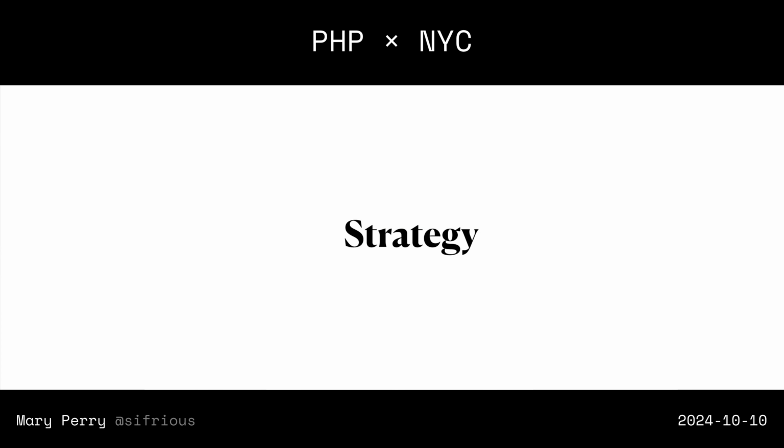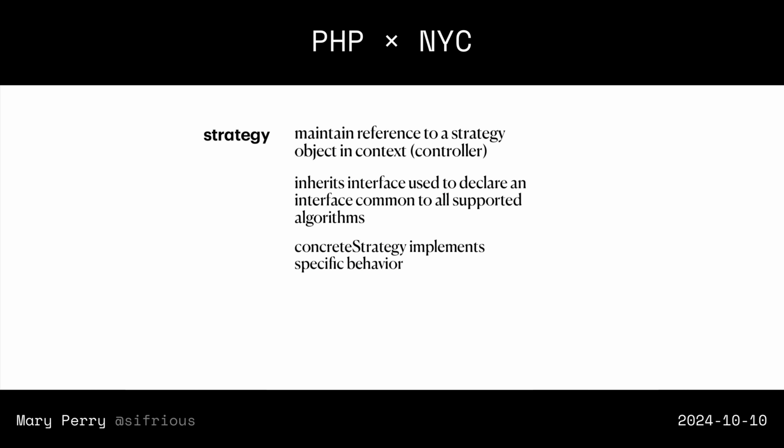Then we have the strategy pattern. The strategy is going to maintain a reference to a strategy object in a context. So in this case, we're going to be talking about a controller. The strategy object is going to inherit an interface used to declare an algorithm interface to all supported algorithms. So every object that we have a strategy pattern on means we have a closure or a method that has the same name, and it's going to be implemented differently on every different subclass or different type of class that inherits that interface. A concrete strategy implements a specific behavior.